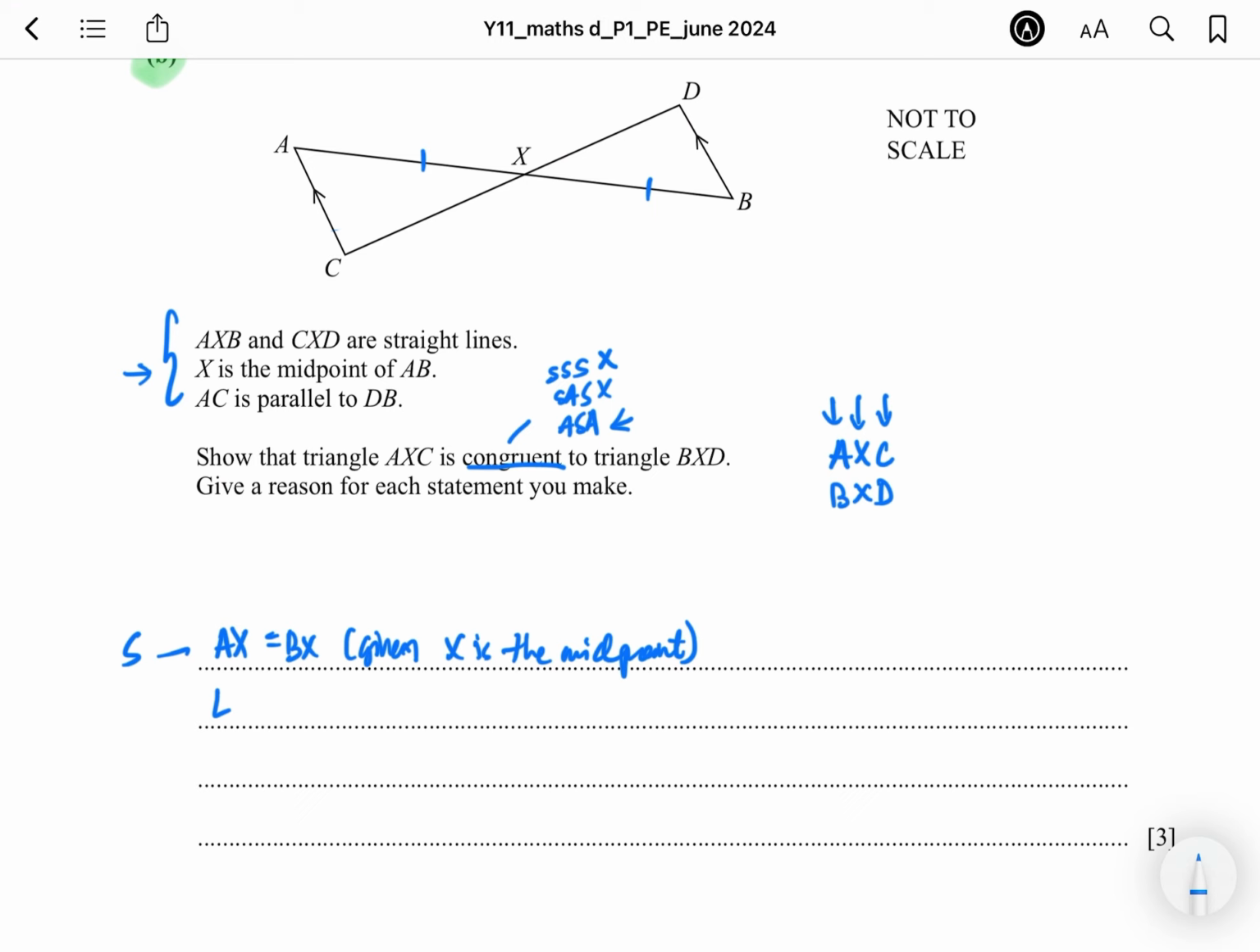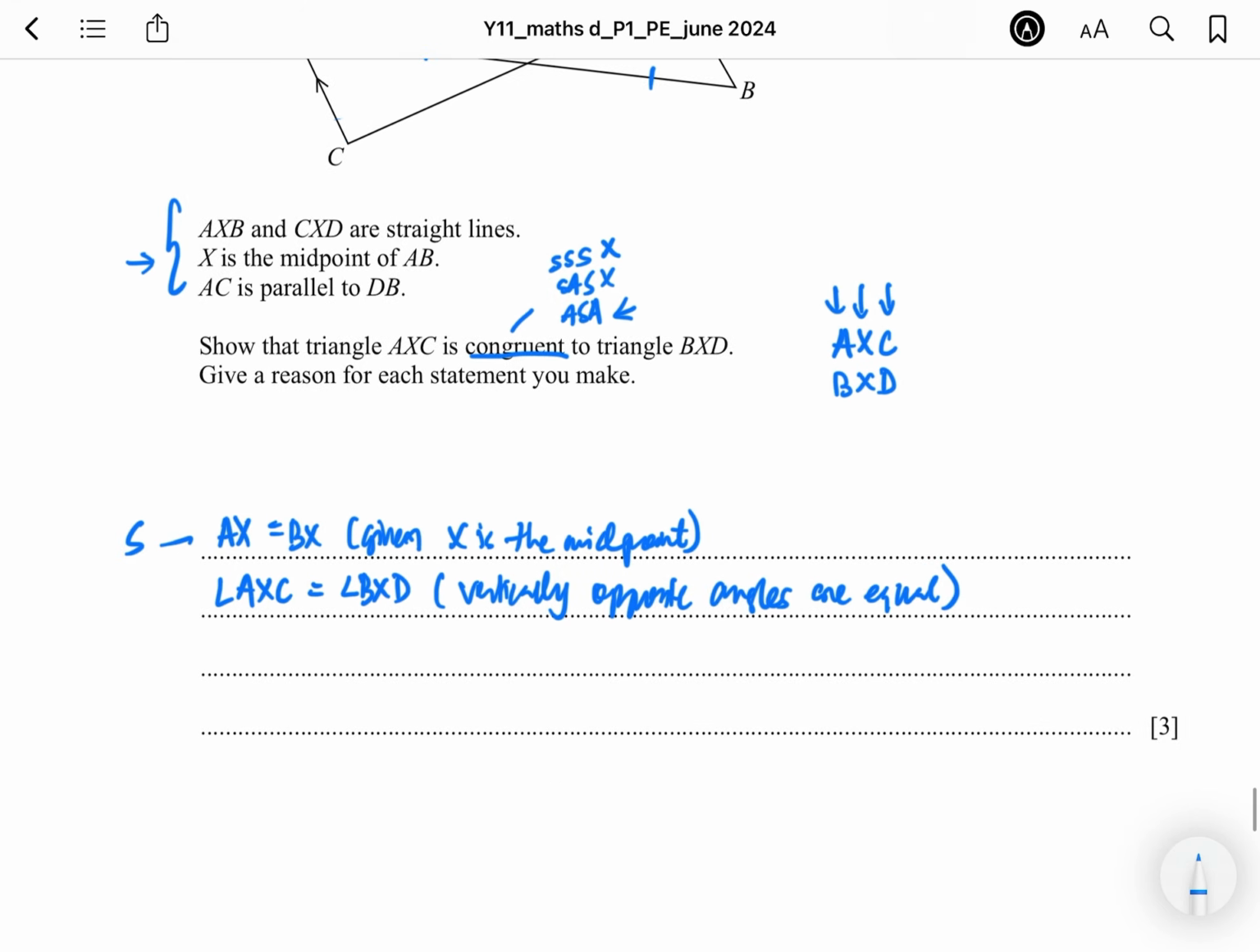I can start with AXC. Corresponding AXC would be BXD. These two angles are equal because they are vertically opposite angles. So in this case, you need to write that in full and not short form. Okay, you need to tell there are vertically opposite angles, and vertically opposite angles are equal. So that's my A. That means I need another A.